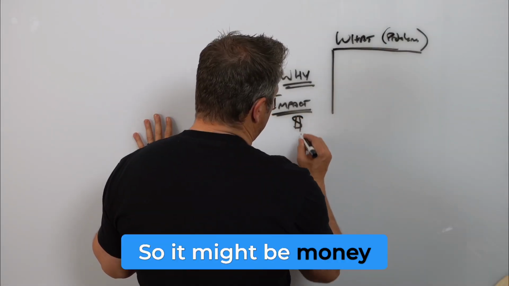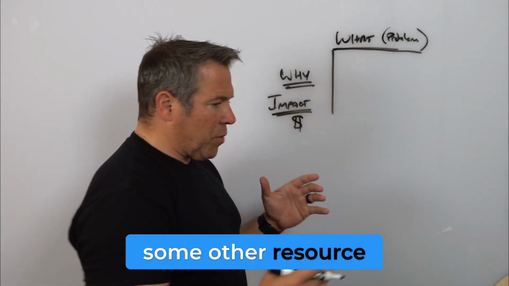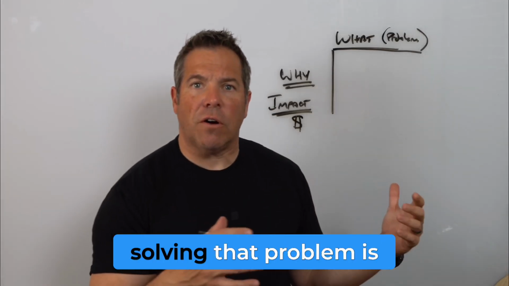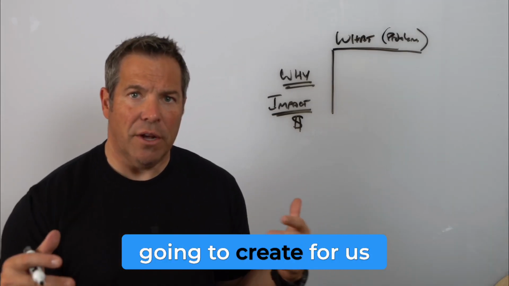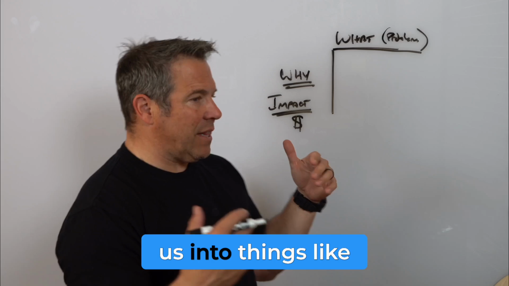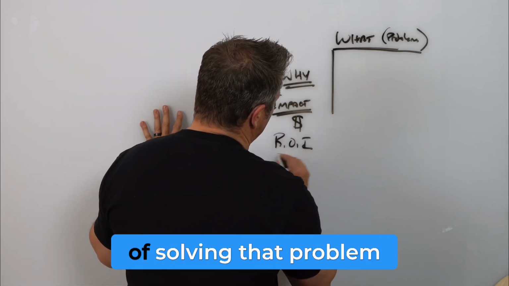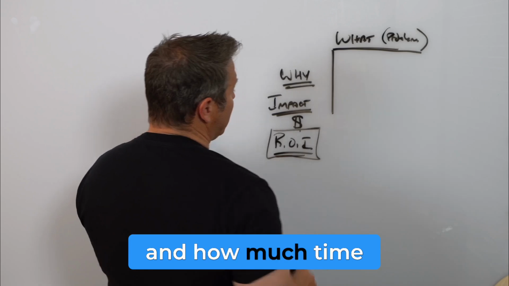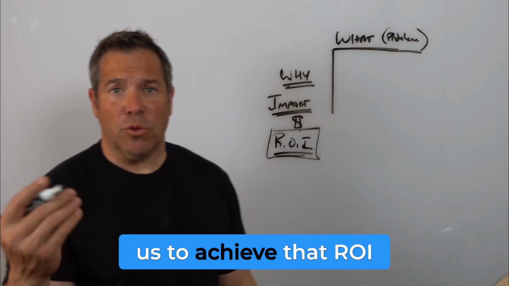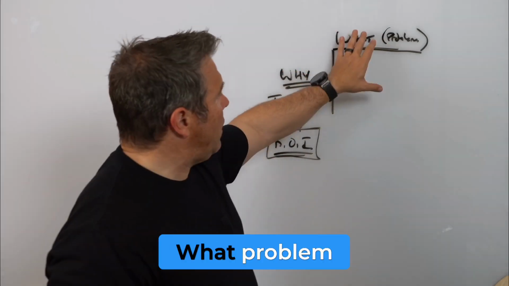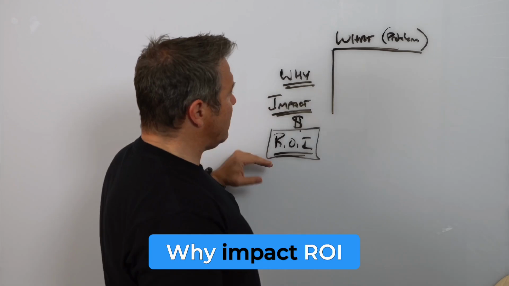So it might be money. It might be some other resource. What's the value that solving that problem is going to create for us? This starts to get us into things like a return on investment. What is the ROI of solving that problem, and how much time might it take for us to achieve that ROI? What problem, why, impact, ROI, how?